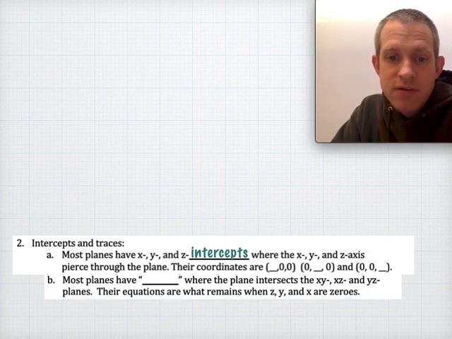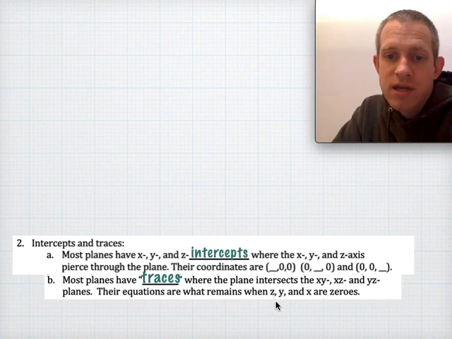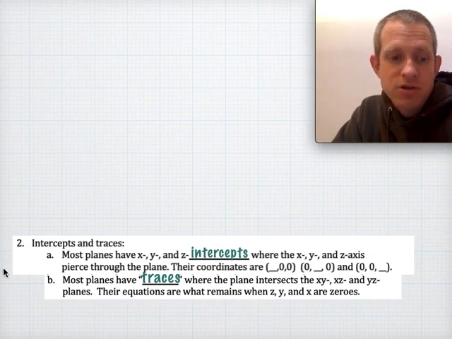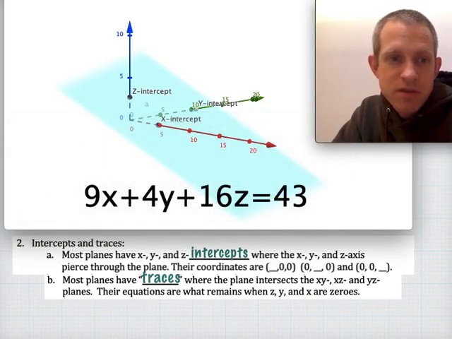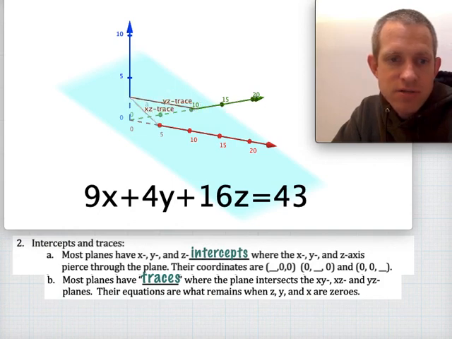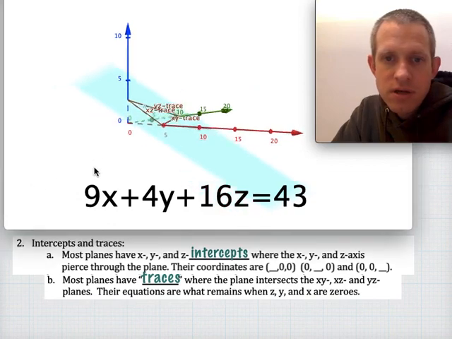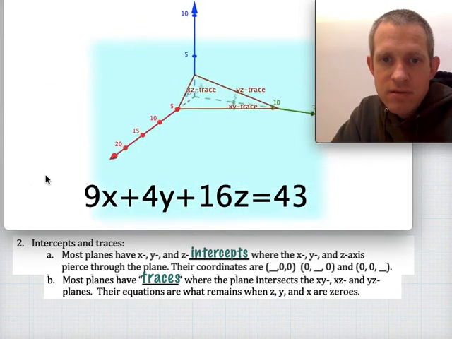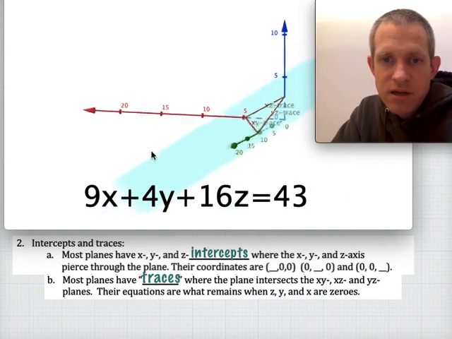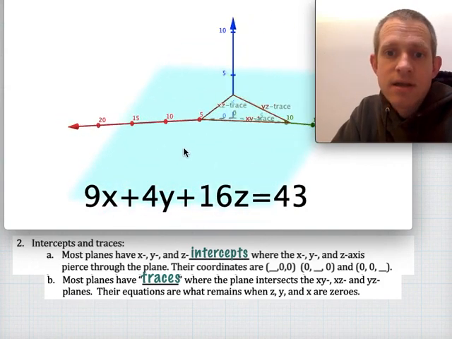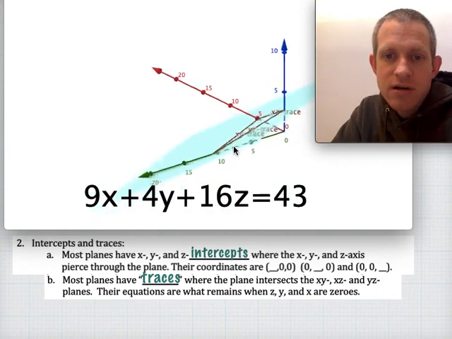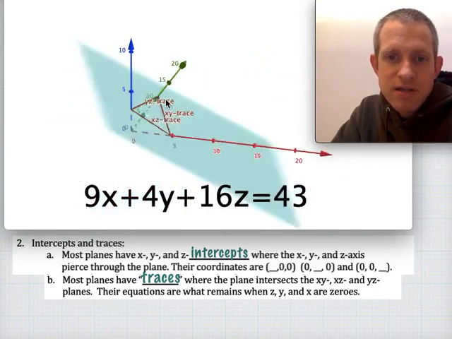Most planes also have what we call traces. A trace is where the plane might intersect the xy plane, or the xz plane, or the yz plane. Those are going to be lines. So I'll show you those in GeoGebra in a moment. So I'll turn off these x, y, z intercepts and turn on these traces. So you can see that that plane intersects the xy plane at this line called the xy trace, and so on.